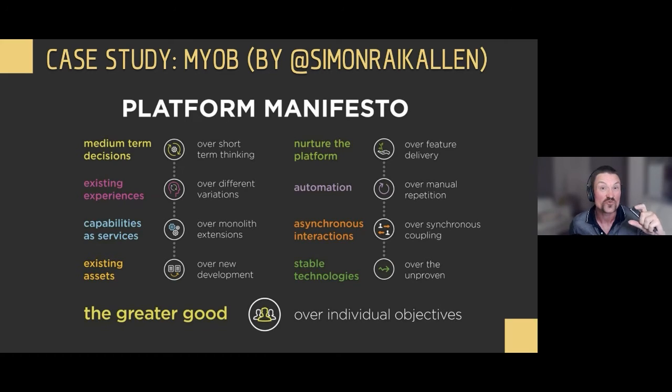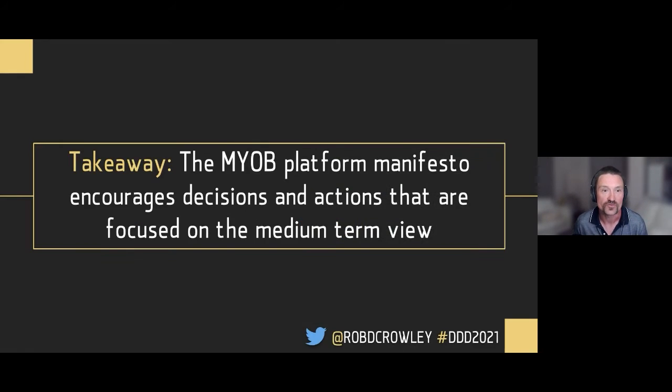This company has already found product market fit. They're looking to eliminate waste. They're really in that center section of the expand in the 3X model. So they're really looking to promote decisions and actions that are focused on the medium-term view. So actually the guardrails and principles would have changed over time as well.